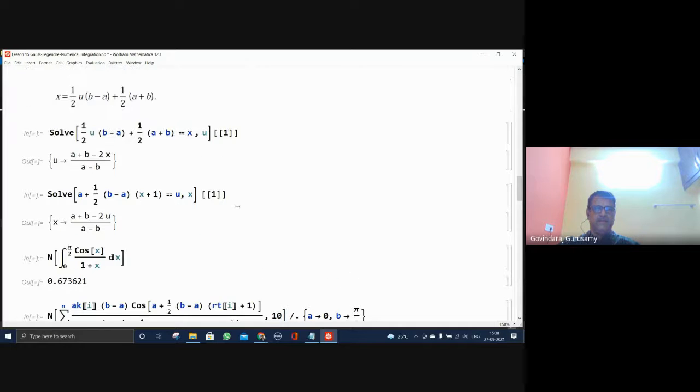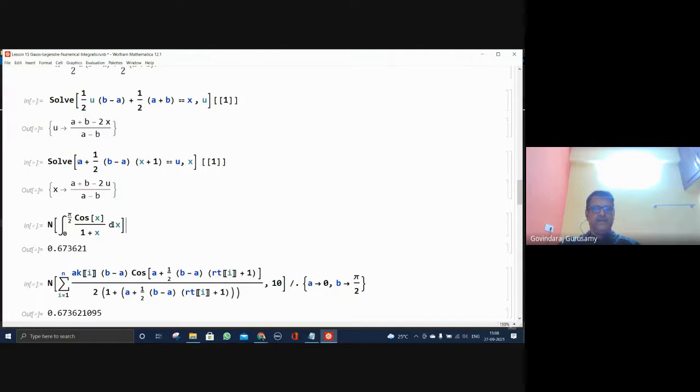Okay. See, this equation is the same as what I have here. This substitution that I'm making, x is equal to this, finds the u. So the transformations are perfect, and that is why the change which I made here replaces the x by a plus half b minus a x plus 1. That's all.